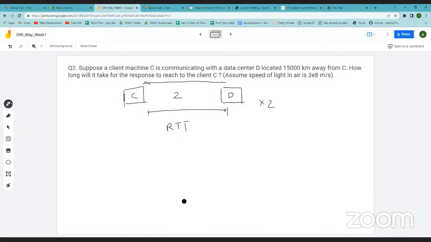Okay, just got one chat. Is RTT same as ping? I am not sure what ping is. Okay, so I won't be able to answer this question.